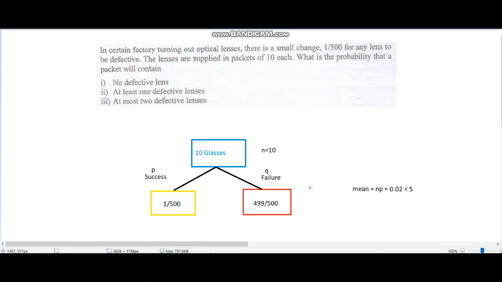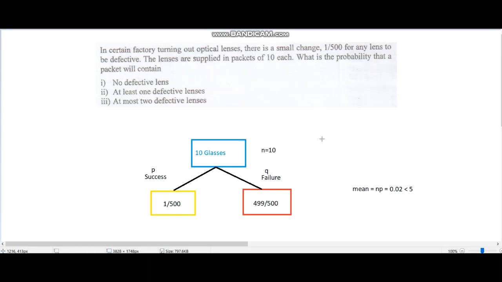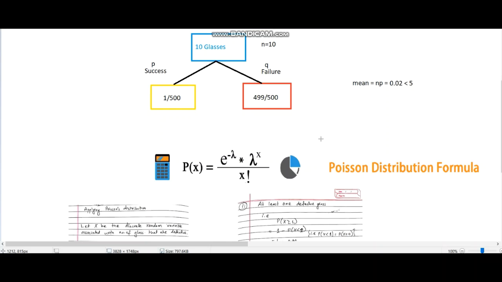And this is the case of binomial distribution, and you can calculate the expectation or mean, that will be the product of the sample size and the success, that will be 0.02. So this is very much less, and it is less than 5. So we can do this distribution with another process, the Poisson distribution. You can also go with the binomial distribution, but I prefer the Poisson distribution.